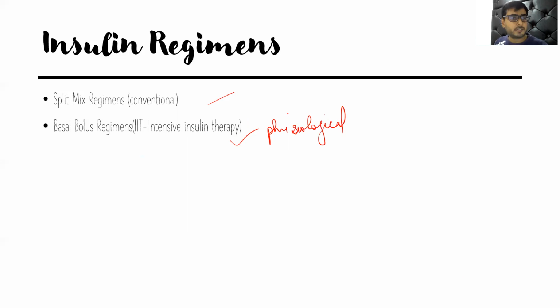Okay, split mix regime. What we are doing in the split mix regime is calculating the total daily dose of insulin, and dividing it into two parts, either pre-breakfast or pre-dinner.